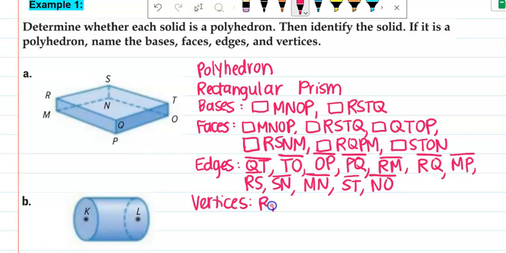We could just say R, M, and if you want to mark them off as you're listing them, S and N, Q and P, and T and O. But those are basically the points, so only one letter to name those right there.